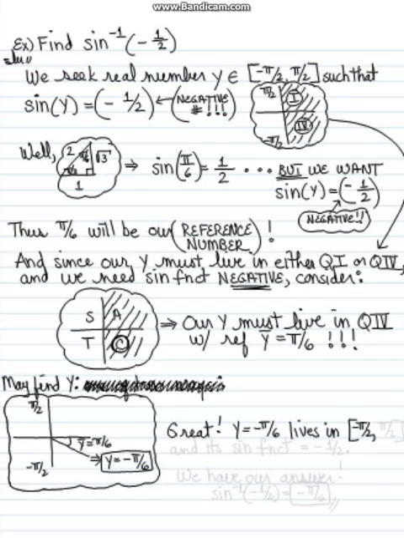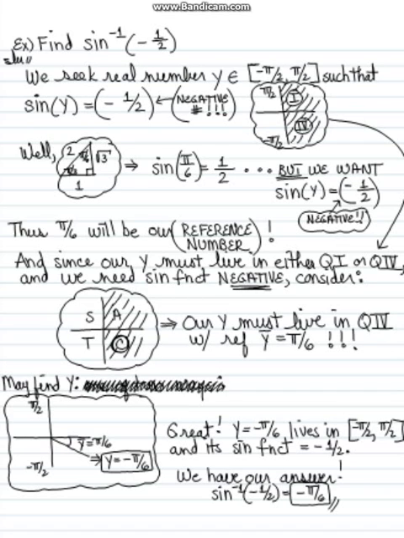It lives in the closed interval from -π/2 to +π/2. And its sine function is equal to -1/2. That meets every condition we were required to meet. We have our answer. Sine inverse of -1/2 is the number -π/6. Isn't this cool? It's like a Sherlock Holmes moment.